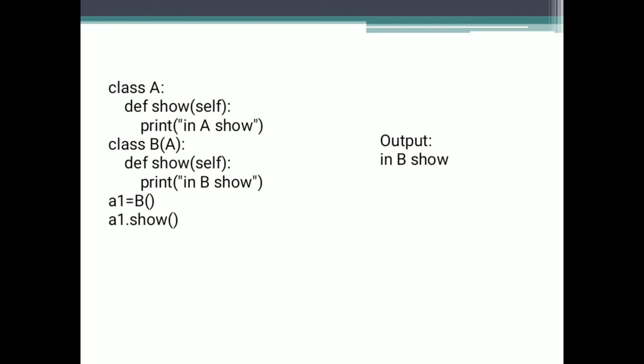Now, since we have show inside B, it will print the show of B. That is, this show overrides the show of A. Then we create an object of B and call the method show. The output is in B show.